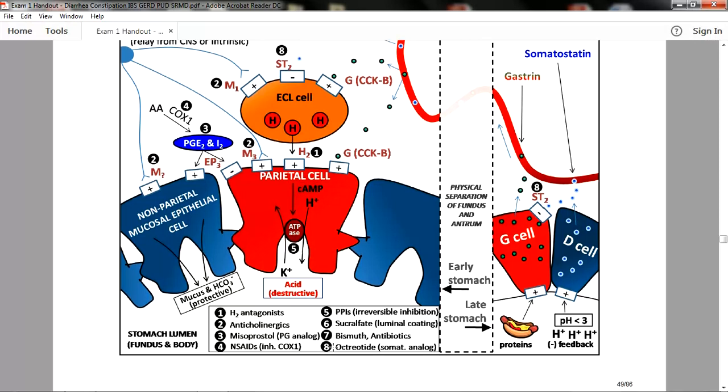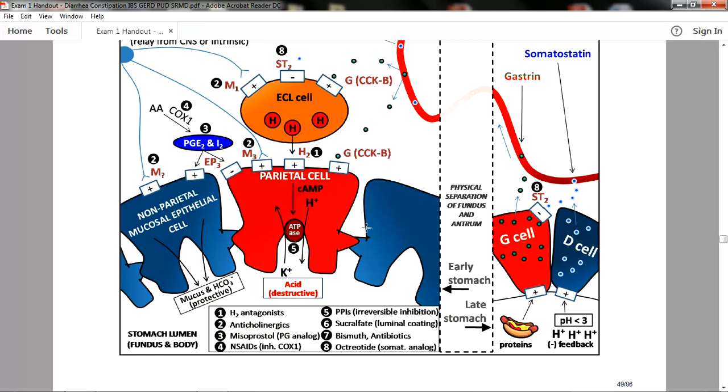Octreotide is number 8 over here. Octreotide resembles somatostatin. It's a little bit different. It is an octapeptide. That's why it's named that. But octreotide will block. Well, actually, it'll activate the ST2 receptor, which actually then blocks gastrin release, which is protective to reduce the amount of acid production.